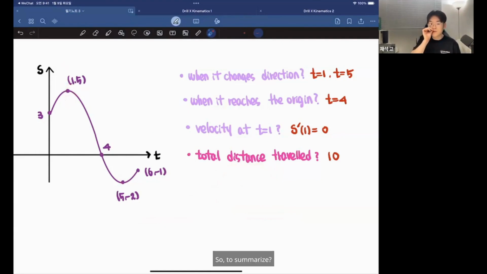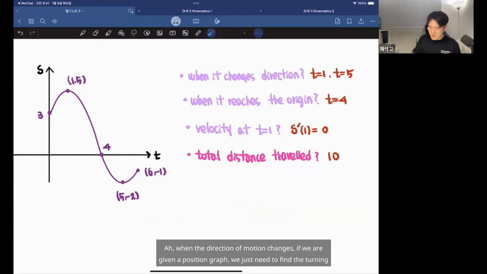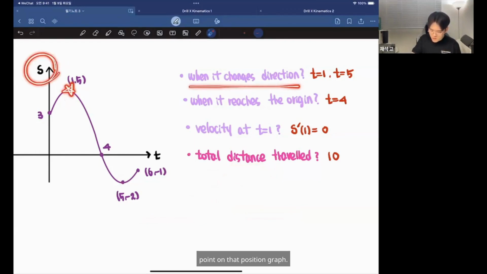So to summarize, when the direction of motion changes, if we are given a position graph, we just need to find the turning point on that position graph. Is this okay, guys?